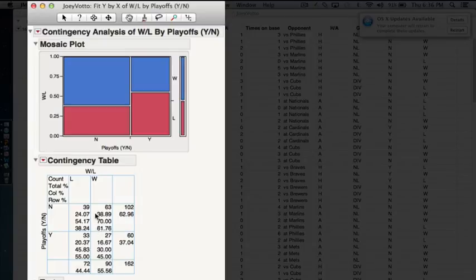The fourth number is the row percent of observations. This number means the Reds won 62% of all the games they played against teams that did not make the playoffs. And likewise, from this we can tell that the Reds lost 38% of the games they played against teams that did not make the playoffs.